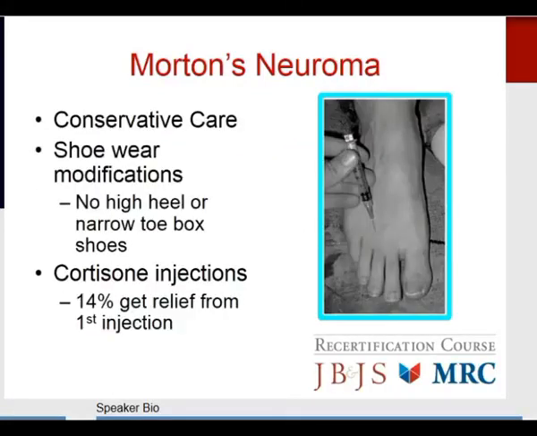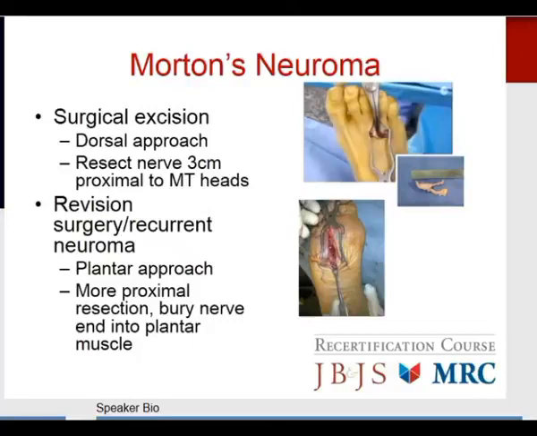If we treat them conservatively, we obviously have to modify our shoe wear. We need a wider toe box shoe that puts less stress on that nerve. We avoid high heels, which drive that nerve into the ground, and we can try cortisone injections, though we recognize that only about 14% of patients get relief after that first injection, so multiple injections tend to create more structural pathology rather than helping this patient in the end due to ligament laxity from that repetitive use of cortisone. If we're getting into trouble and it's not getting better, we instead consider surgical excision.